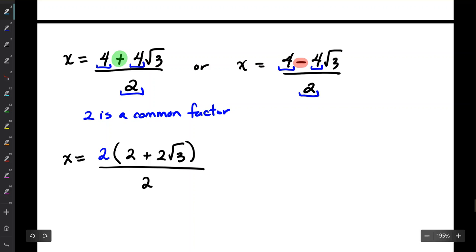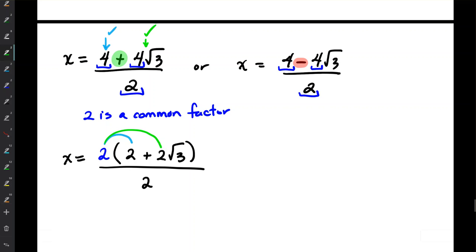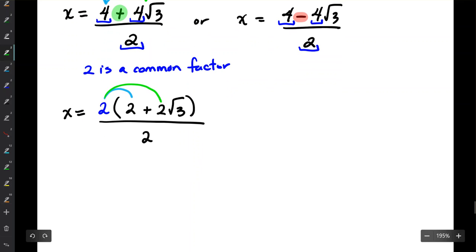Let's see it. 2 times 2 is 4. Check. 2 times 2 is 4 times the square root of 3 is 4 times the square root of 3. Check. I've factored out that 2. And right here, I'm not canceling 2's, I'm acknowledging a secret times 1. So we've got 2 plus 2 root 3.